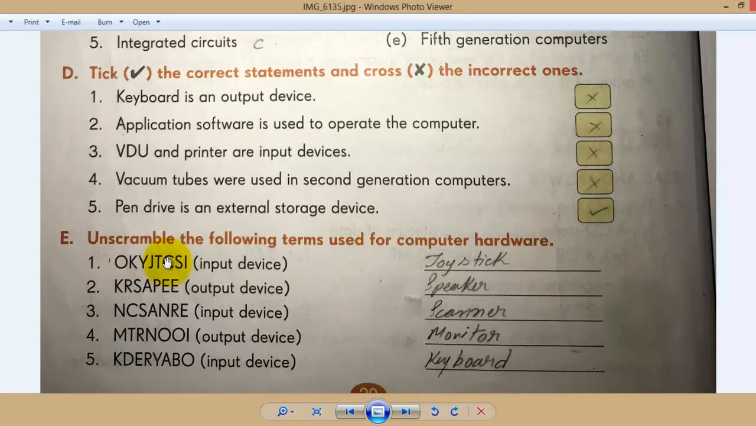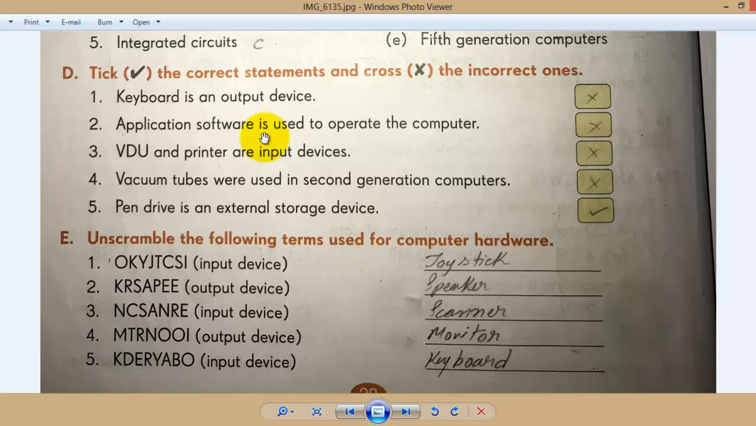These are jumbled letters, and we have to make them input device or output device: joystick, speaker, scanner, monitor, and keyboard. Keyboard is an output device? Wrong. Keyboard is an input device. Like that, it's true and false. Application software is used to operate a computer? No, that is system software. VDU and printer are input devices? No, these are output devices.